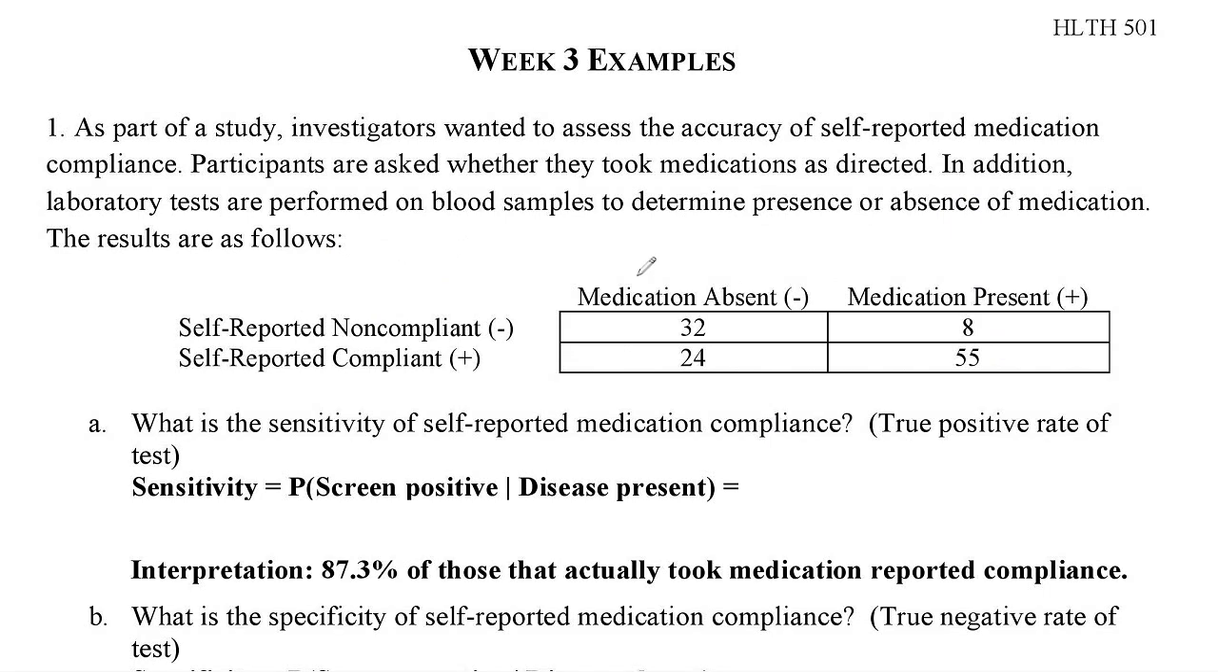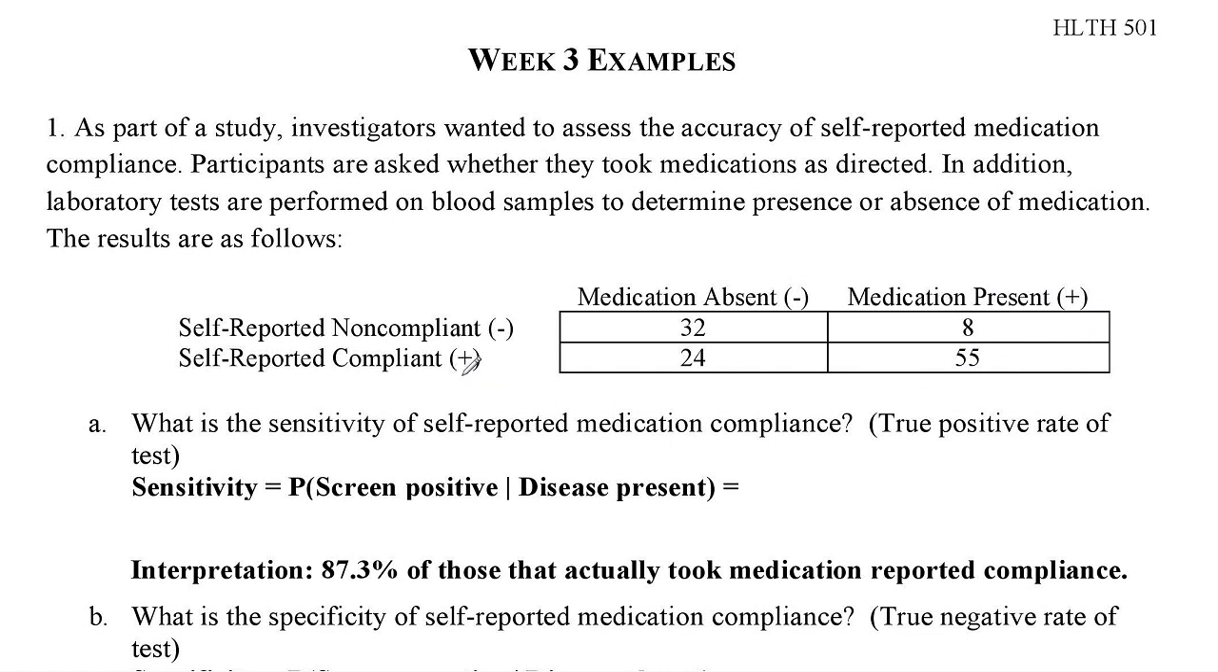So here's the data for the problem. The people that self-reported as non-compliant, they're like, hey, I didn't take my medication. That's like getting a negative result from a test. Of those people, 32 really did not take their medication, so medication was absent in their blood. And 8 people did take their medication. They said no, I didn't take it, but they really did because it was present in their blood. So that's acting like a positive outcome to the test.